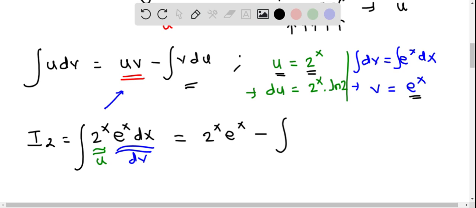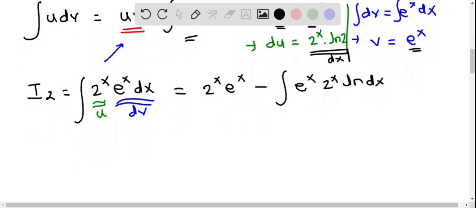We have v du here, so I put this e^x, and in place of du we have 2^x ln 2, and then we put this dx. In fact, we should have put dx over here. So this is what we get after we substitute into the formula.